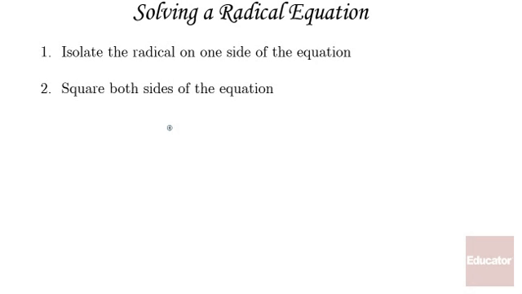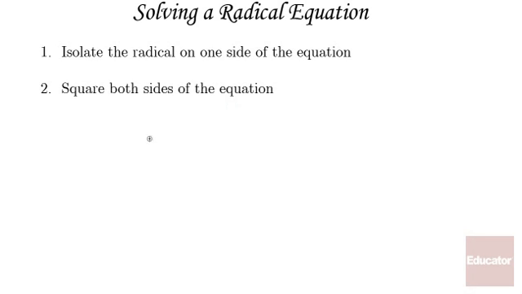In order to solve these, there's a two-step process. The first step is to isolate the radical on one side of the equation. By the radical, I mean the radical that has a variable in the radicand. There may be other radicals, such as radical 3 or square root of 7. But when I say isolate the radical, it means the radical containing the variable. Then square both sides of the equation and solve.